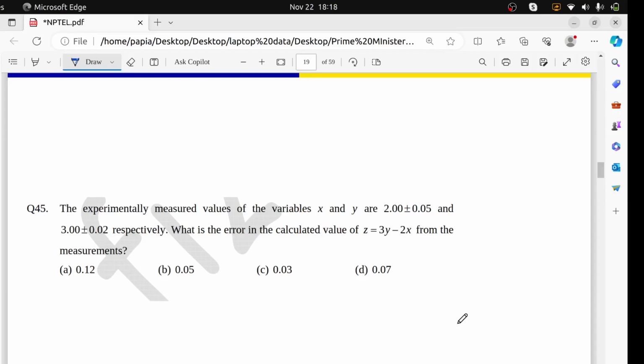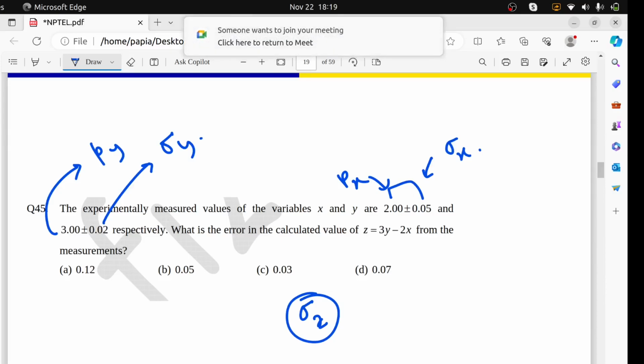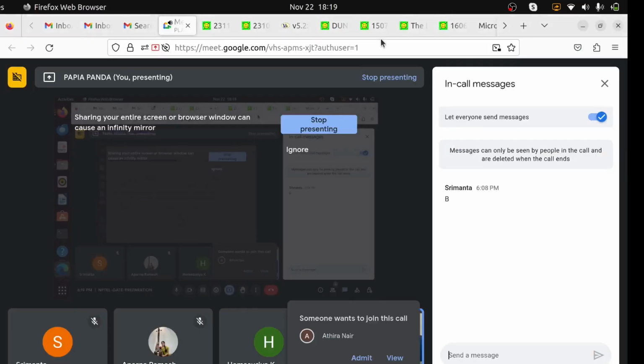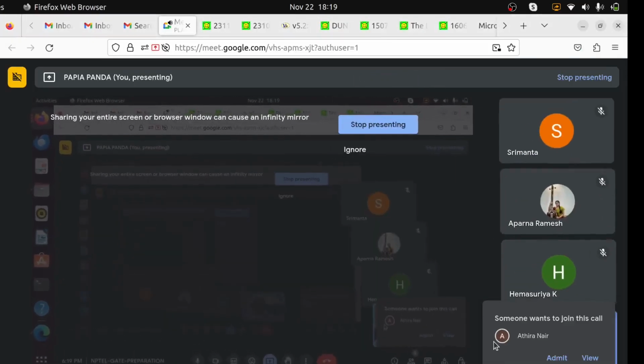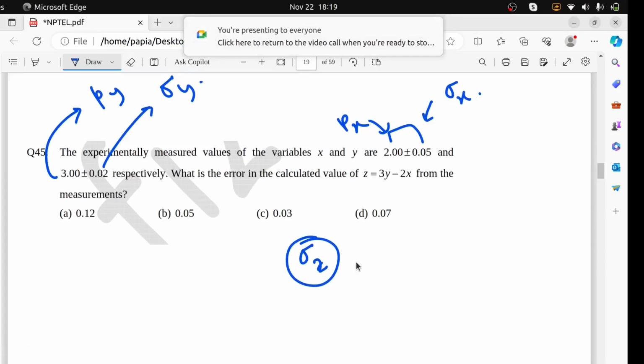So what will be the answer here? There are 4 options. They have given the x and y values, where this is the principal value of x, and this is sigma x, and this is the principal value of y, and this is sigma y. So they are asking what will be the value of sigma z. So we have to calculate. Can anyone tell me how to? Okay, someone is there. Can anyone tell me what will be the expression for sigma z?